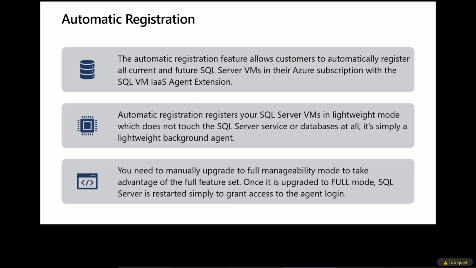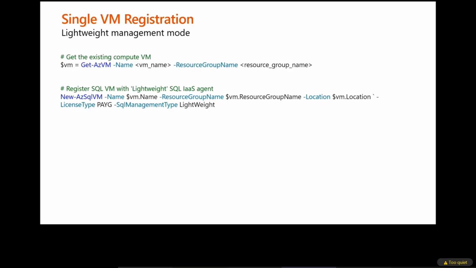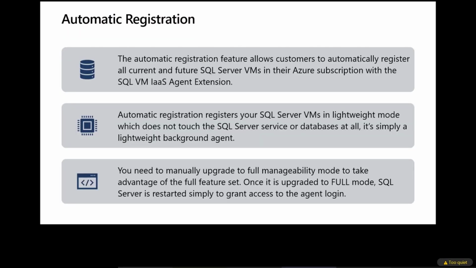Automatic registration first does the registration in lightweight mode because we don't want to restart your SQL Server. You have to do that yourself to go into the full mode. Again, the question is asked: if we are in full mode and want to go back to the lightweight mode, there is no going down, there is no straight path. What you have to do in this case is unregister the agent that you installed and then register back again with the lightweight mode. That's how you can go back.